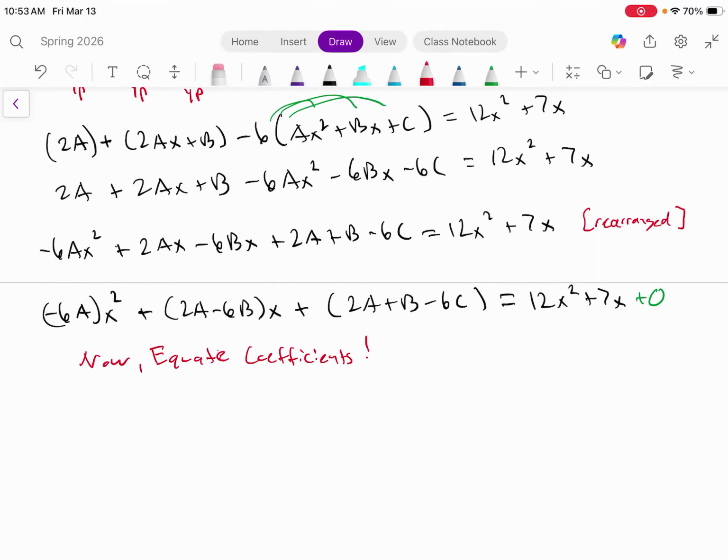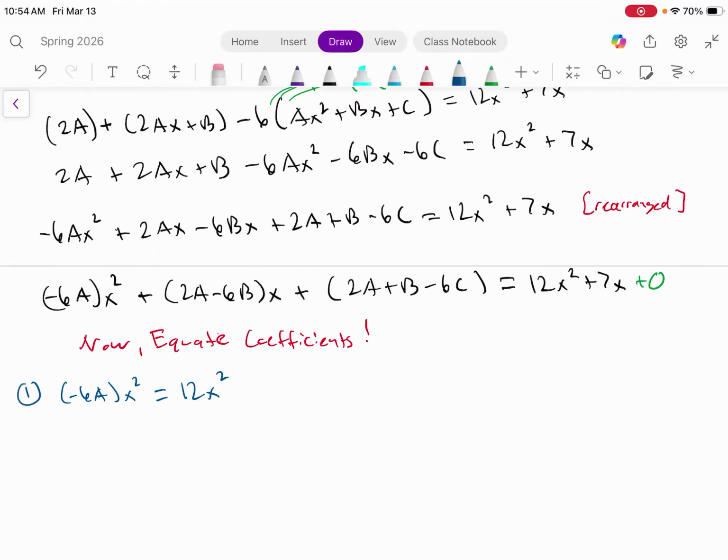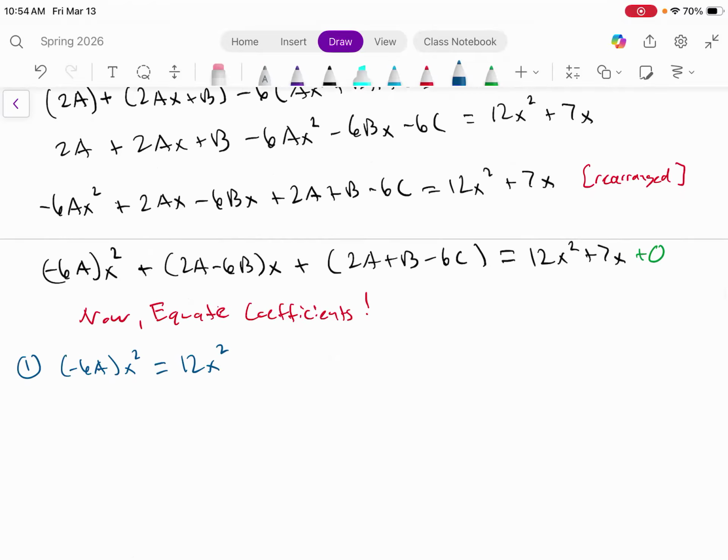So let's look at this first one. In this first x squared, we have negative 6a x squared equals 12x squared. Well, we have x squared equals x squared, so what we can really do is just equate their coefficients. So negative 6a equals 12. And so a just equals negative 2.